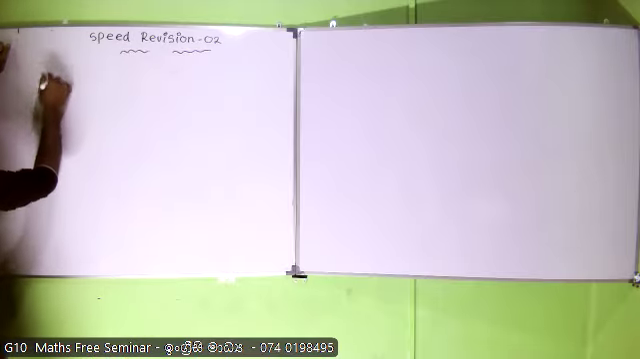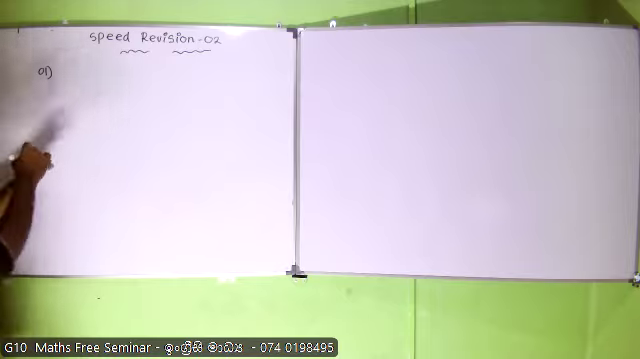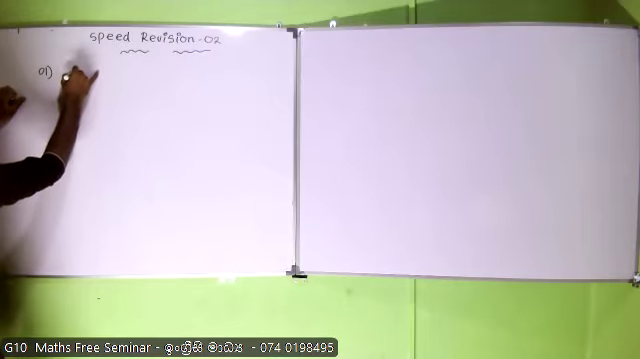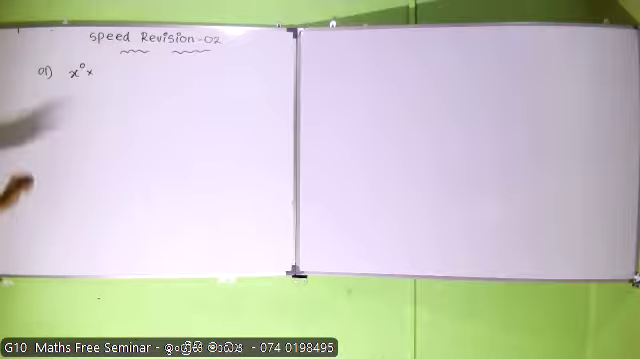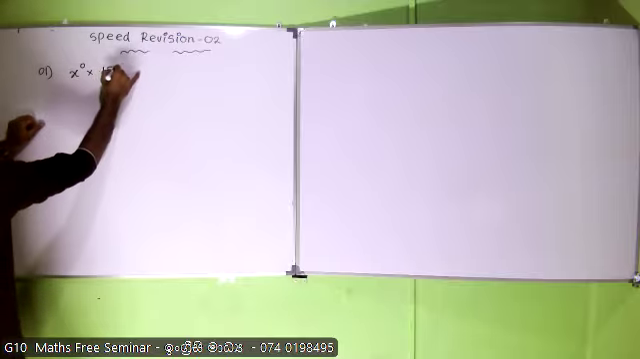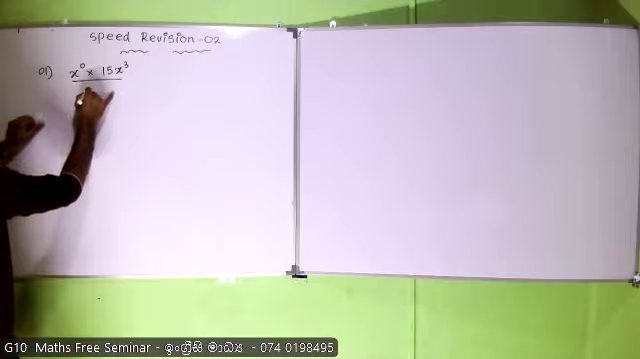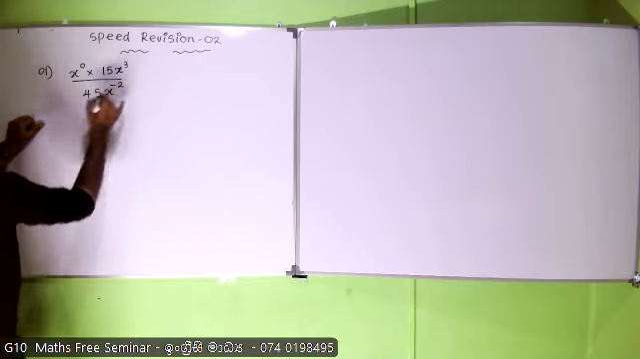Right. So you guys can write down the question with me, and at the same time you need to give the answer. So, x to the power 0, and 15 x to the power 3 divided by 45 x to the power minus 2. Simplify.